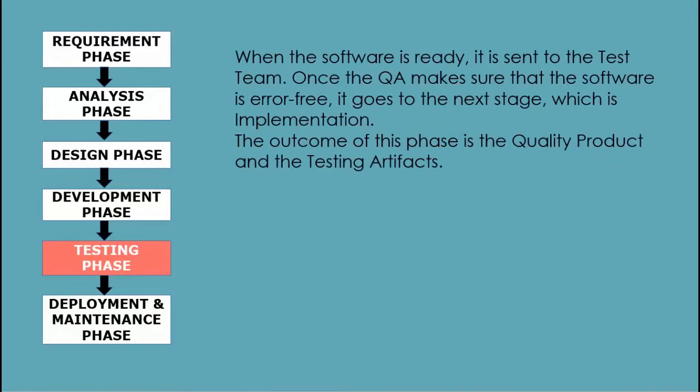Testing phase. When the software is ready, it is sent to the testing department, where test team tests it thoroughly. They either test the software manually or using automated testing tools, depends on process defined in SDLC, and ensure that each and every component of the software works fine. Check out our video on SDLC and its phases for clear understanding on software testing lifecycle. Once the QA makes sure that the software is error-free, it goes to the next stage, which is implementation. The outcome of this phase is the quality product and the testing artifacts.